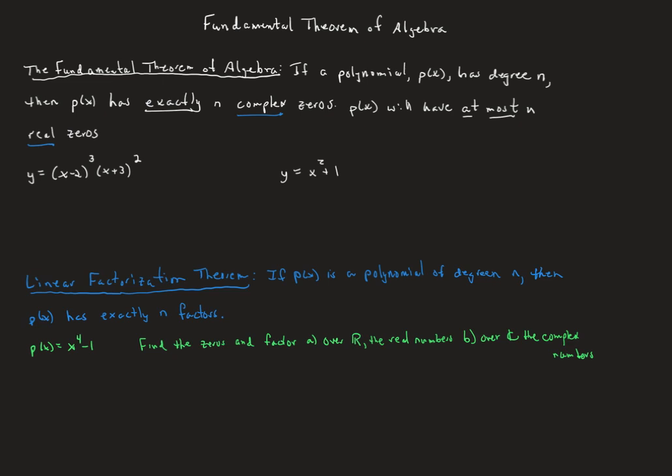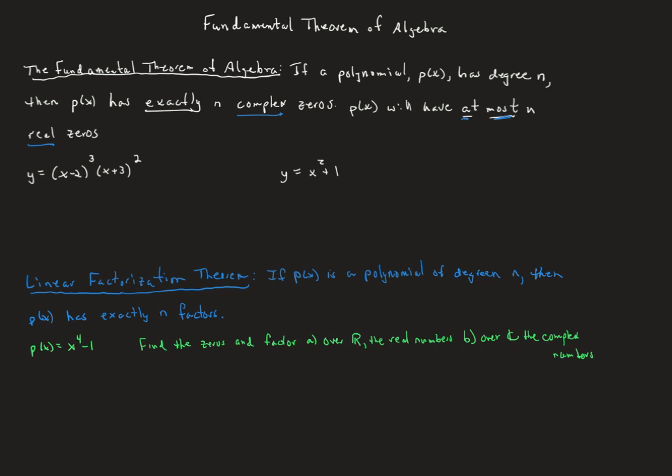So the fundamental theorem of algebra says if a polynomial p of x has degree n, then p of x has exactly n complex zeros. If we don't allow complex numbers but only real numbers, then we change this and say p of x will have at most n real zeros.